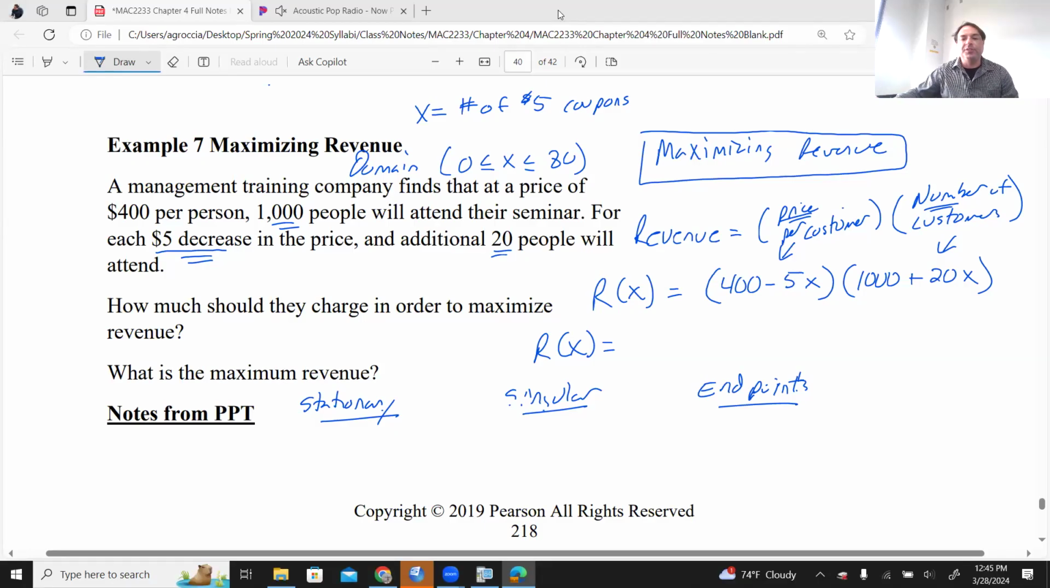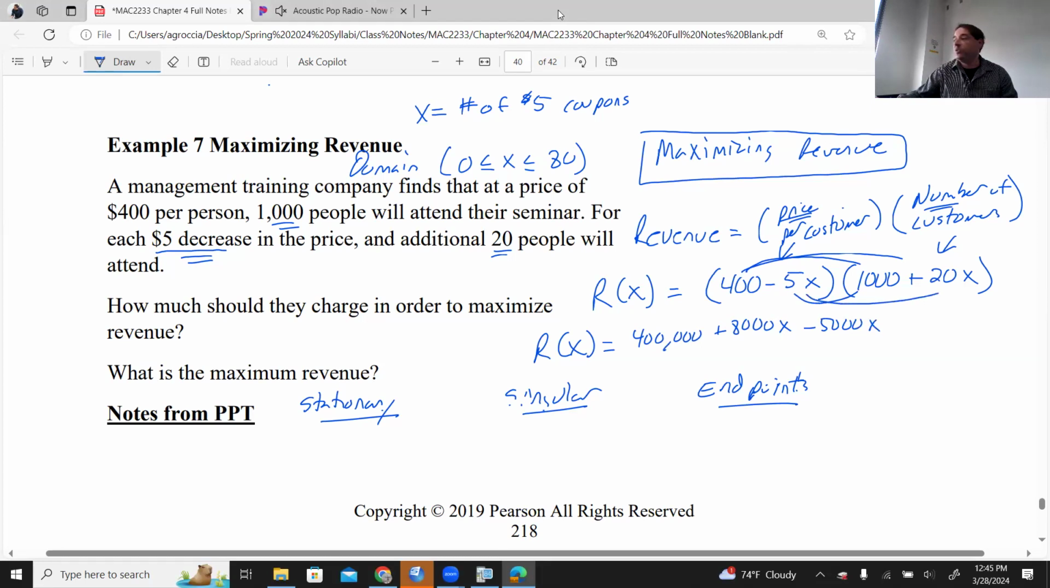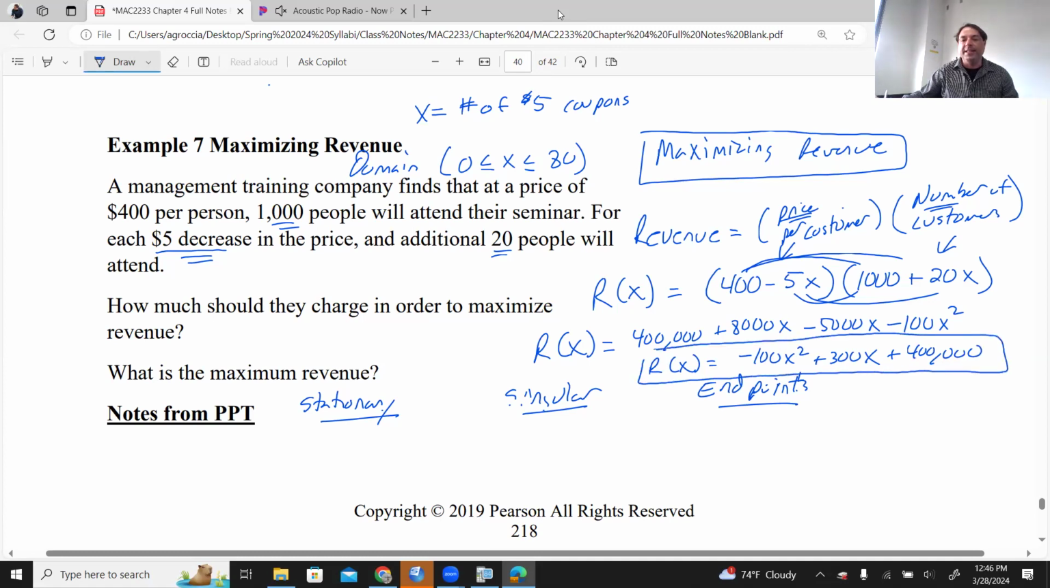So let's take a minute just to make sure our algebra is correct. If you do 400 times 1,000, you get 400,000. 400 times 20x would be 8,000x. Negative 5x times 1,000 is negative 5,000x. Negative 5x times 20x would be negative 100x squared. And so if I clean that up, your revenue, and if I put it in order, would be negative 100x squared plus 3,000x plus 400,000. So we got to make sure that our revenue is simplified correctly, and then we can do stationary singular endpoints.